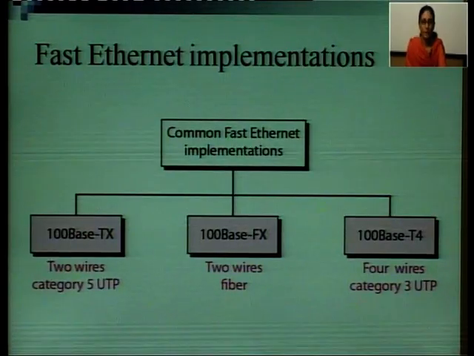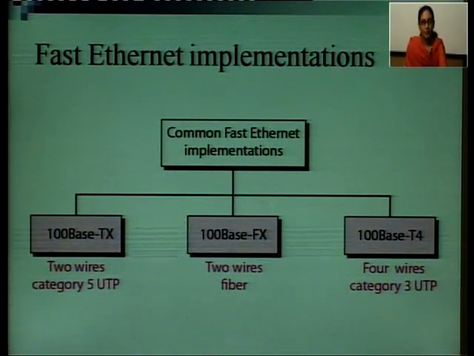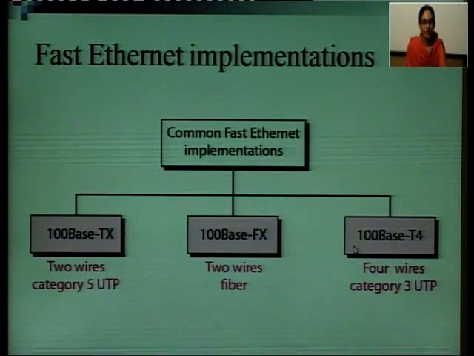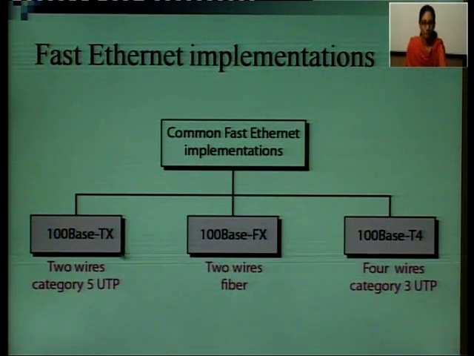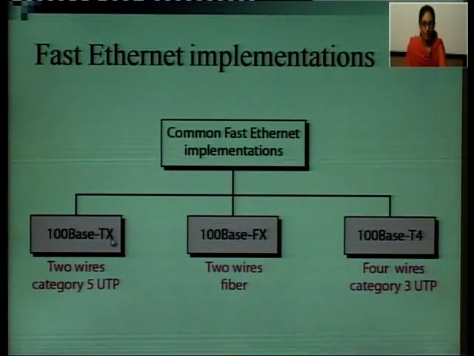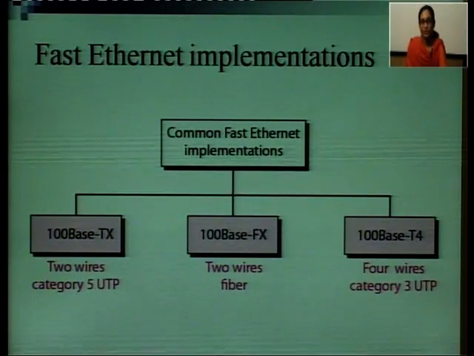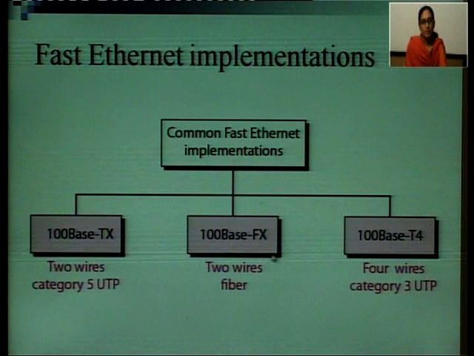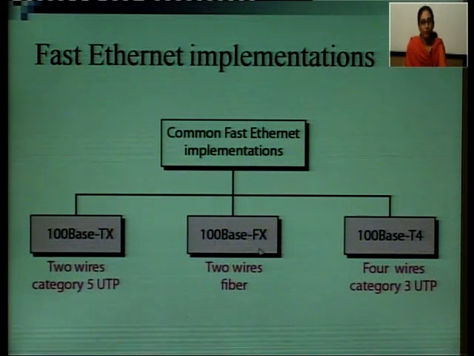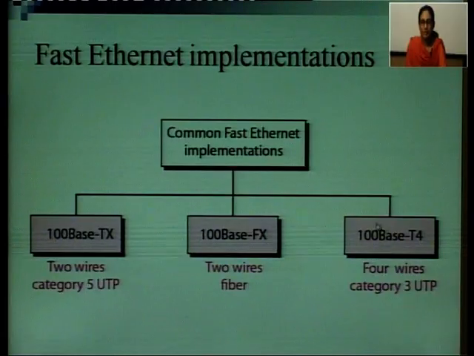Now the fast Ethernet implementation. In the fast Ethernet implementation, three different types of wires are used. First is 100Base-TX, that is 2 wire category 5 UTP, that is unshielded twisted pair. Next is 100Base-FX, 2 wires for fiber, and 100Base-T4, that is 4 wire category 3 UTP, unshielded twisted pair. So these are the three different implementation wires for fast Ethernet.